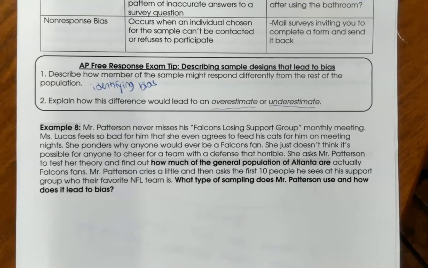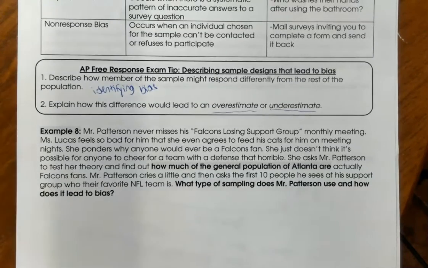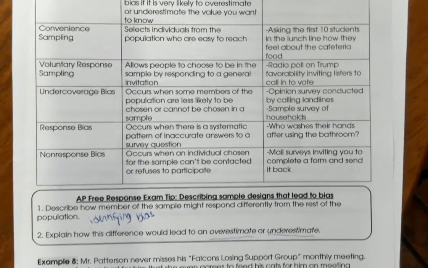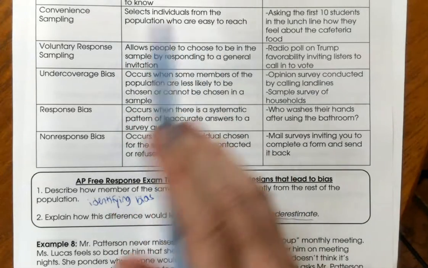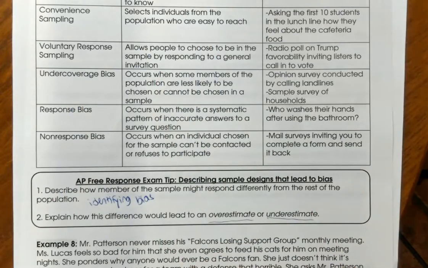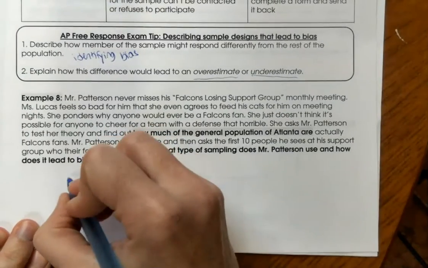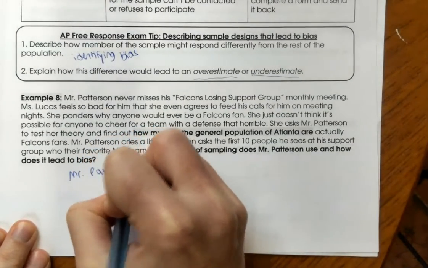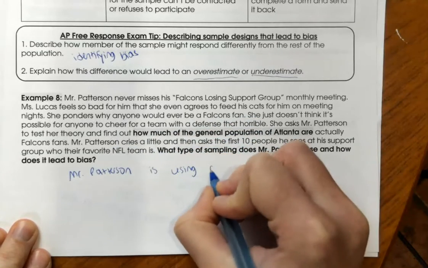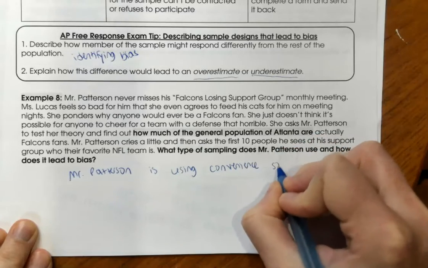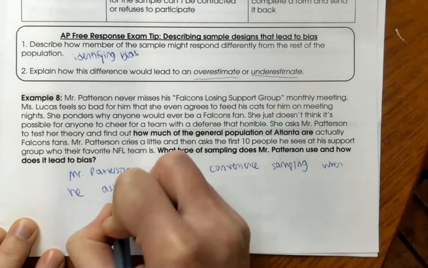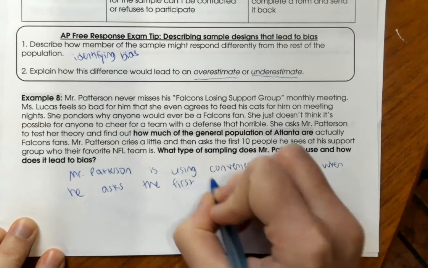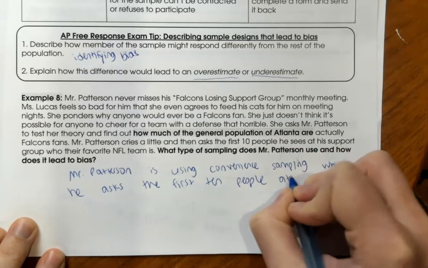What type of sampling does Mr. Patterson use, and how does it lead to bias? Alright, so let's look back up at our different types of sampling. He's doing convenient sampling. He's selecting from individuals in the population who are easy to reach. I asked him to find out how many people are Falcons fans out of Atlanta, and he asked the first 10 people he sees at his meeting. So Mr. Patterson is using convenient sampling when he asks the first 10 people at his meeting.